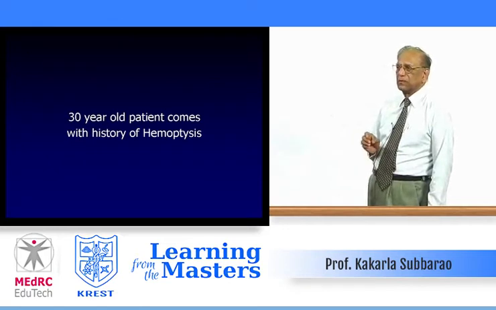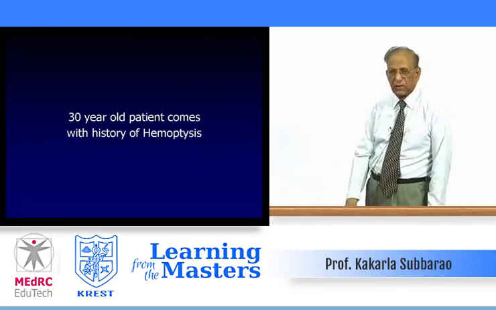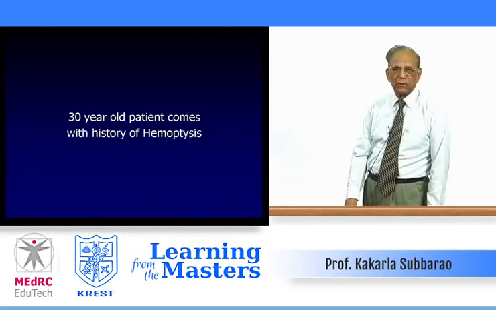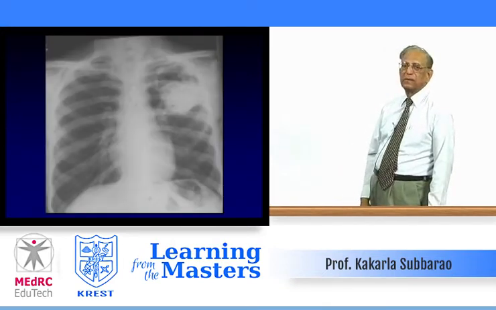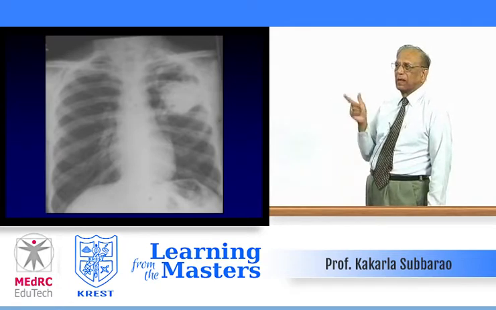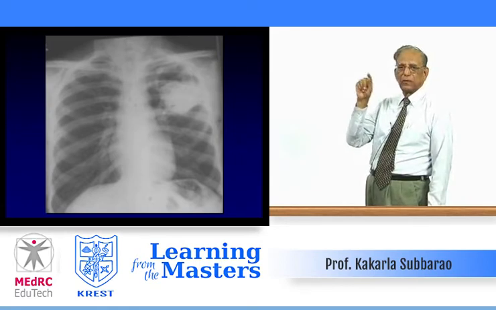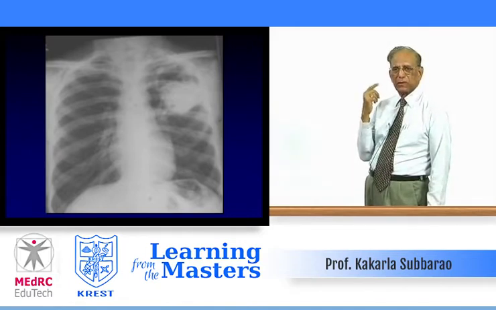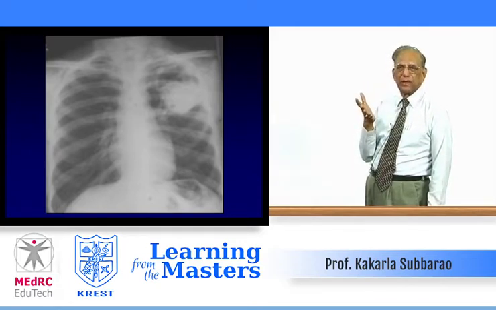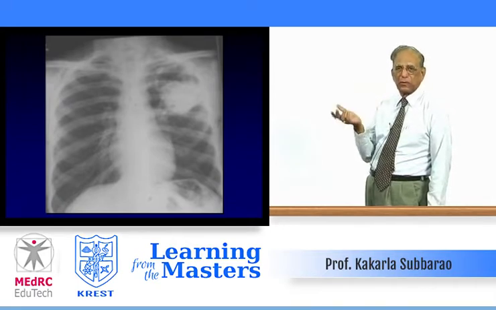A 30-year-old patient comes with history of hemoptysis. There are several causes of hemoptysis, and then you have to know, is it spitting of blood, massive hemoptysis, moderate hemoptysis? Is it acute? Is it chronic? PA view of the chest. Again, you notice a density, but above the density, there is a lucency, an arc-like lucency, the so-called meniscus sign. As soon as somebody mentions meniscus sign, you think of a fungus ball. But there is no history of chronic tuberculosis.